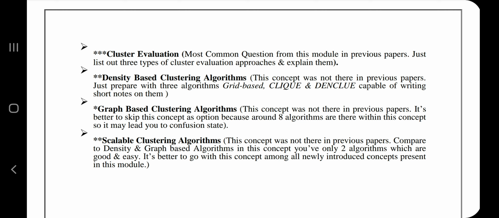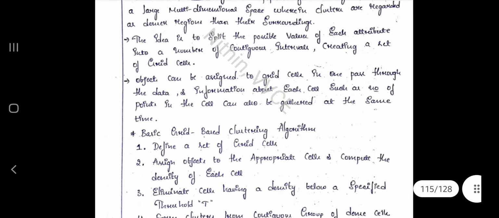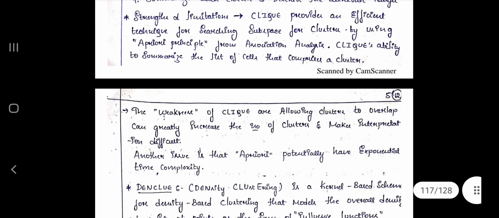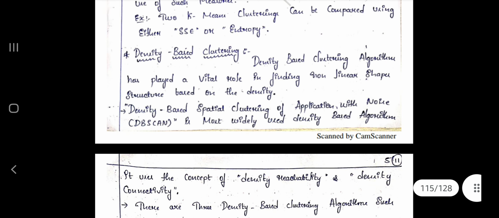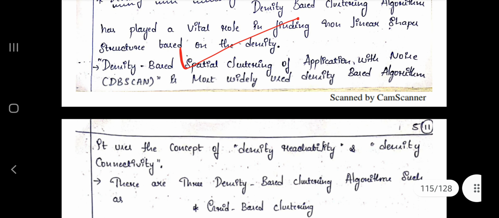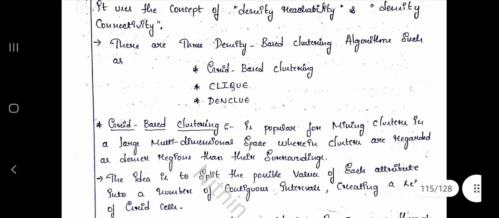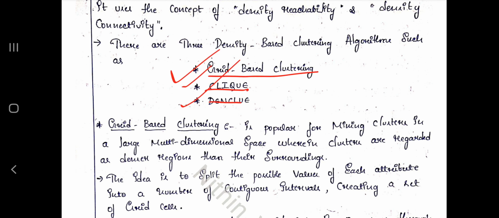Then what we have is the density based clustering algorithm. Already I told you the definition: the clustering happening based on the density is called a density based clustering algorithm. Then you have three types: grid based, CLIQUE and DENCLUE. Here also I will tell you the key points you are supposed to write in the exam. If they ask you just the basic definition of density based clustering, write the definition, which is the first key point. Second key point, there are three types, grid, CLIQUE and DENCLUE, and mention a few points regarding each.